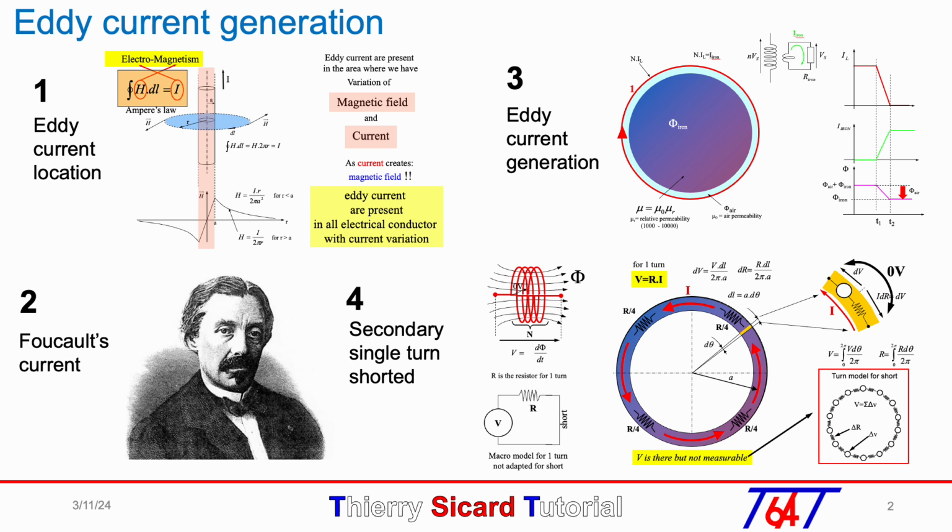In this first episode, we will see the condition to get eddy current. We will talk about Foucault and we will be more focused on what happens in the iron core used to concentrate the magnetic flux.